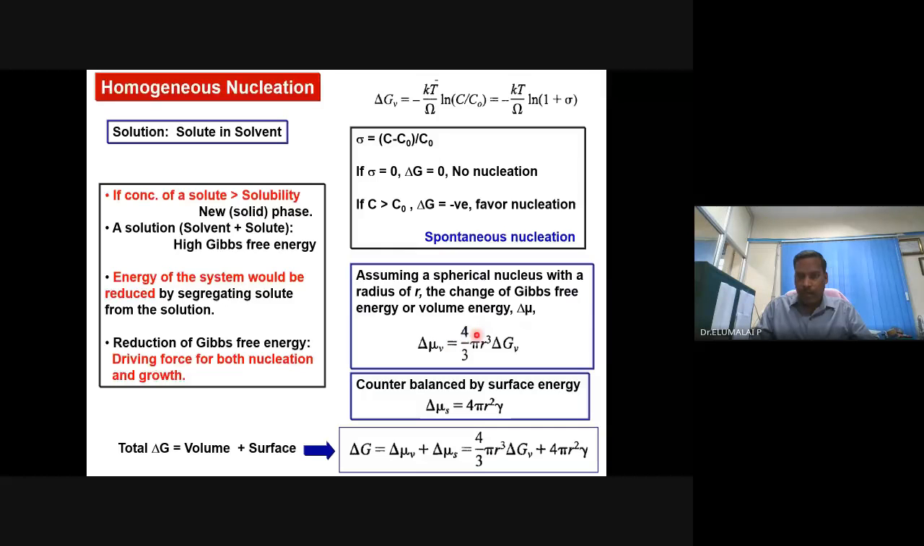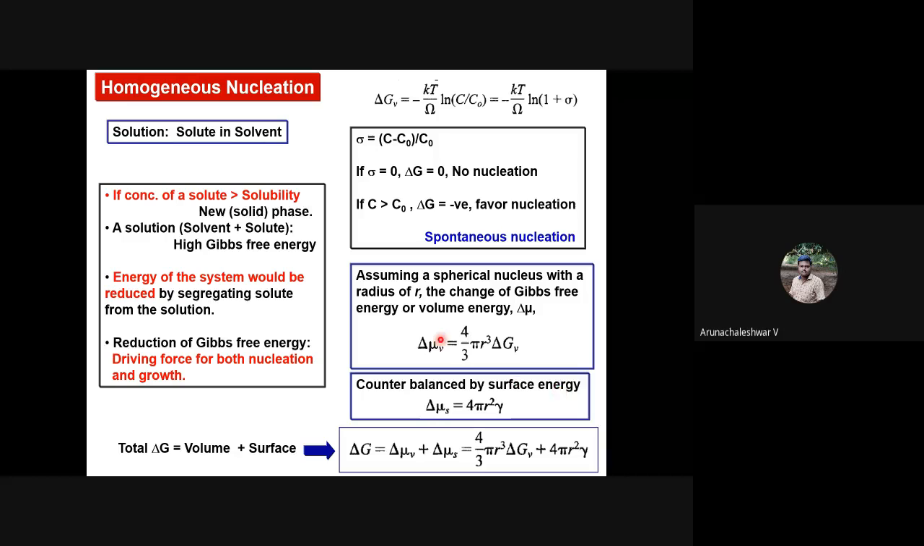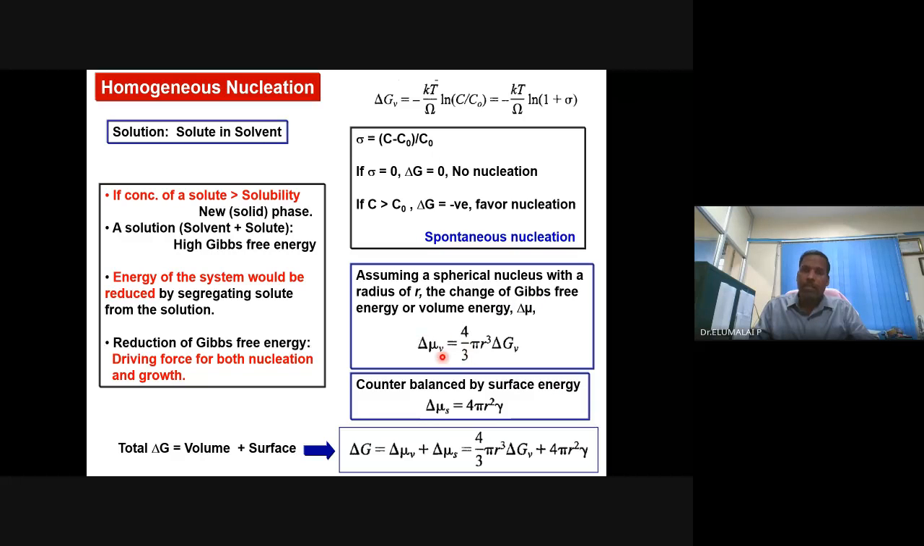The volume free energy change you can quantify as 4 by 3 pi r cube delta GV, and surface energy is 4 pi r square gamma. Then total delta G is a combination of these two: delta G volume plus delta G surface is equal to 4 by 3 pi r cube delta GV plus 4 pi r square gamma. We have not put the signs here. Which quantity will have a positive sign or negative sign, or will both have the same sign? What is your opinion? Will the volume term have a positive or negative sign? Similarly, will the surface term be positive or negative? This is surface energy, and this is Gibbs free energy. Yes, the volume term will have a negative sign because there is a delta G associated.